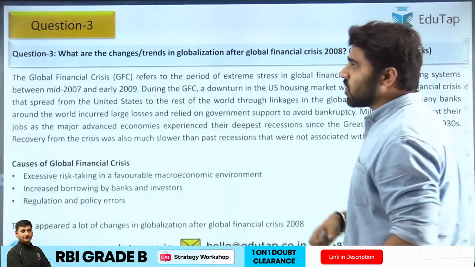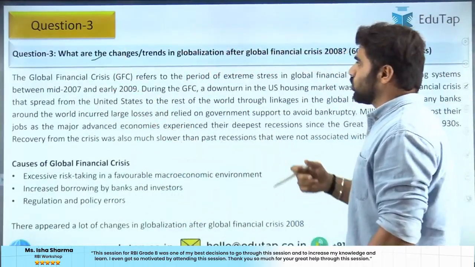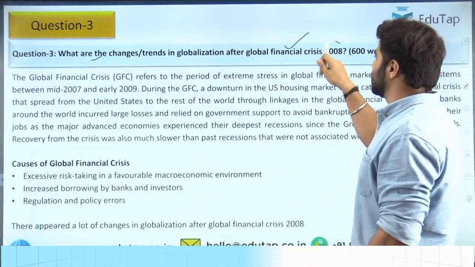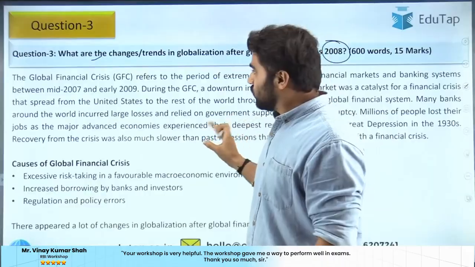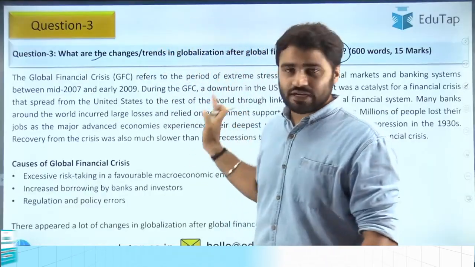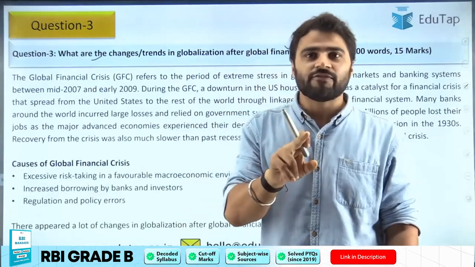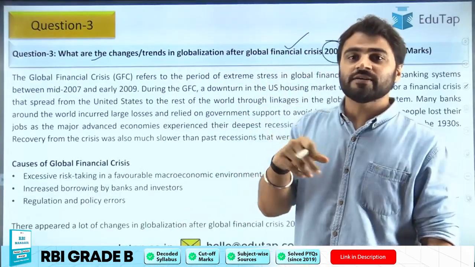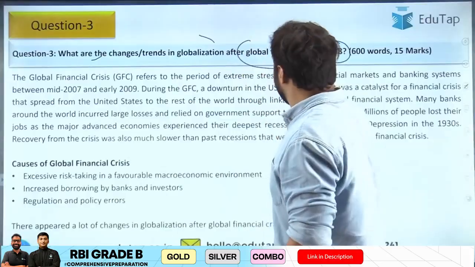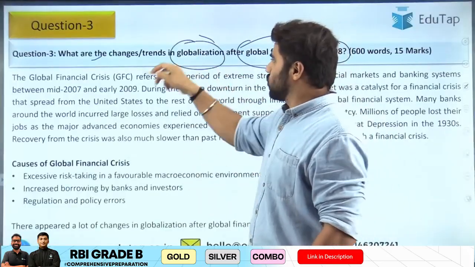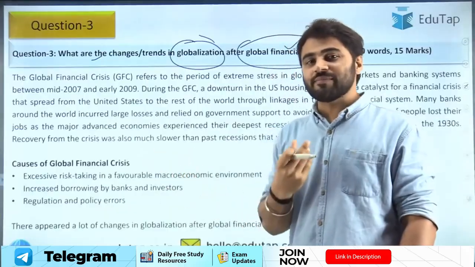Now friends, if we talk about question number 3, that is, what are the changes, trends in globalization after a global financial crisis 2008? So this is the question. So first of all, what you need to do, you have to read the question carefully, and after that you have to identify the keyword and you have to break the question into different micro questions, right? So here the keyword is global financial crisis as well as the globalization, right? And how I can break this question into different micro questions.